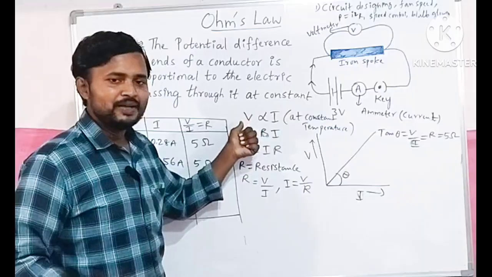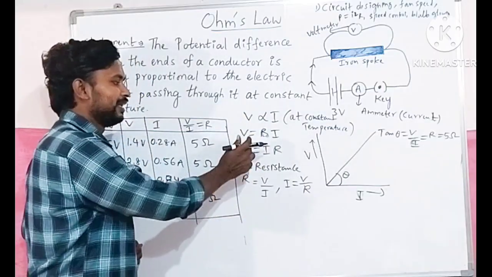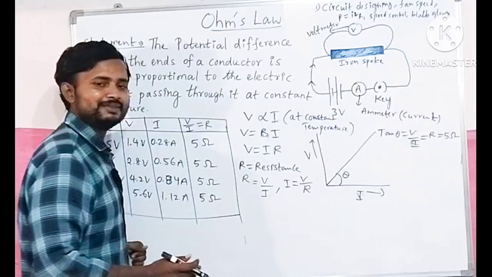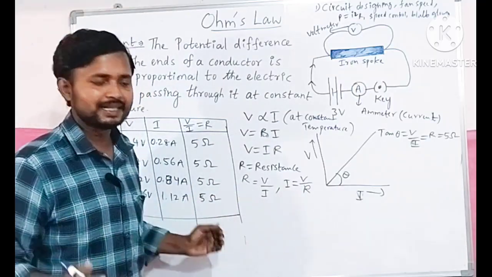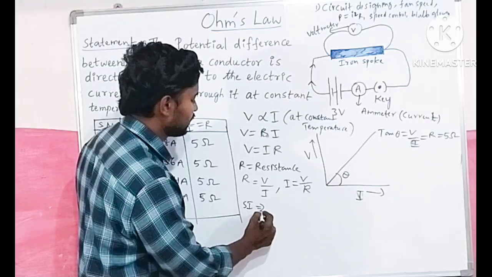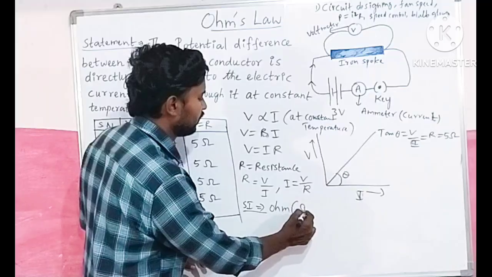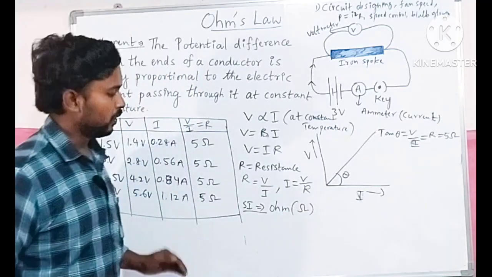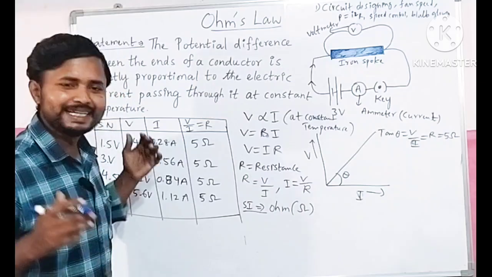This is V is directly proportional to I. When you remove the proportionality, V equal to RI. Here R is called the resistance. The SI unit of resistance is the ohm. This is the symbol, ohm. This is Ohm's law.